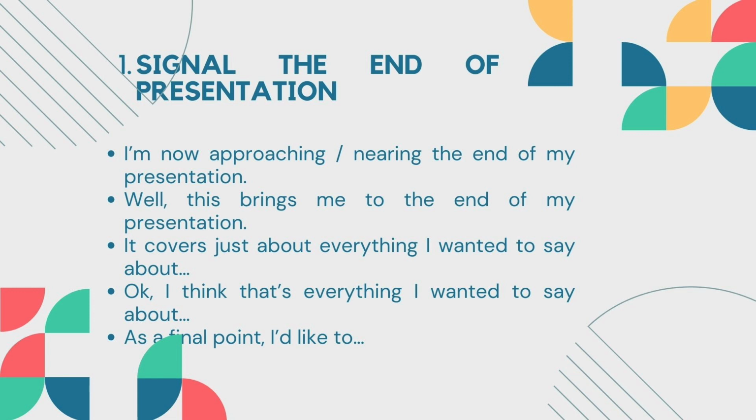The first one is the signal at the end of your presentation. And there are some expressions that you can use for saying this. The first one, you can say, I'm now approaching or nearing the end of my presentation. Or you can say, well, this brings me to the end of my presentation. Or you can say, that covers just about everything I want to say about blah blah blah. Or you can say, okay, I think that's everything I wanted to say about. And you can say, as a final point, I would like to.